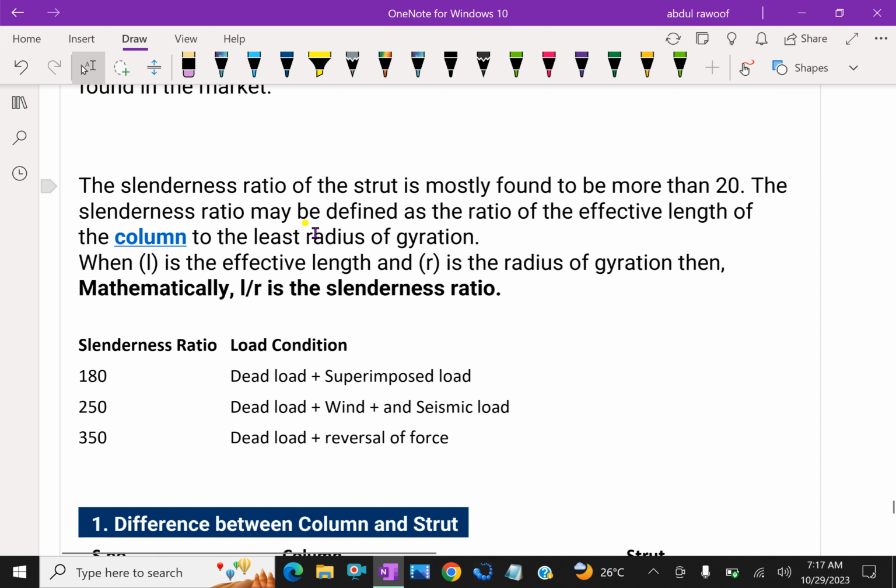The slenderness ratio of a strut is mostly found to be more than 20. The slenderness ratio may be defined as the ratio of the effective length of the column to the least radius of gyration. Therefore, when L is the effective length and r is the radius of gyration, then mathematically L by r is the slenderness ratio.